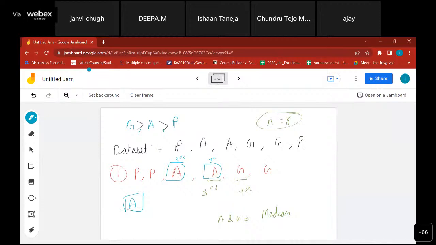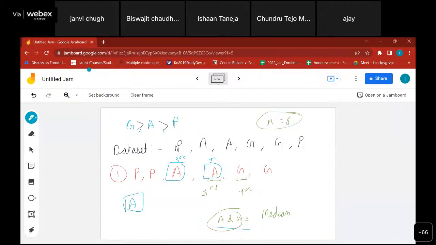But sir, in the lecture, the professor has said that median can be A or G. It can be A and G. There is no specific rule to say that this would be median, this would be median. It's up to you. Some textbooks say consider both as median. Some say consider any of the two. Okay, so it's up to you. So in case of even observations, you could have one single median, or sometimes two medians.